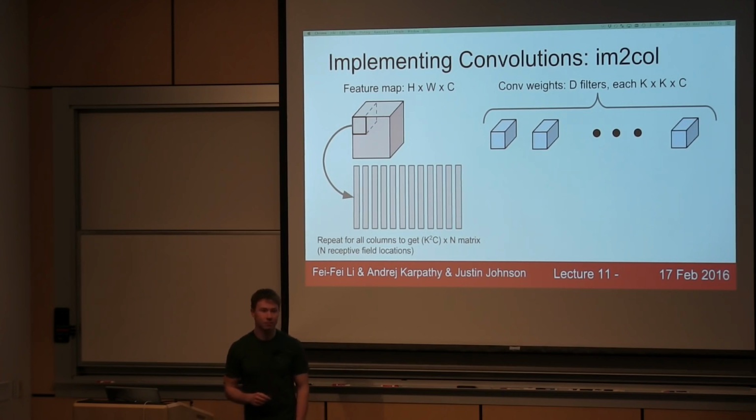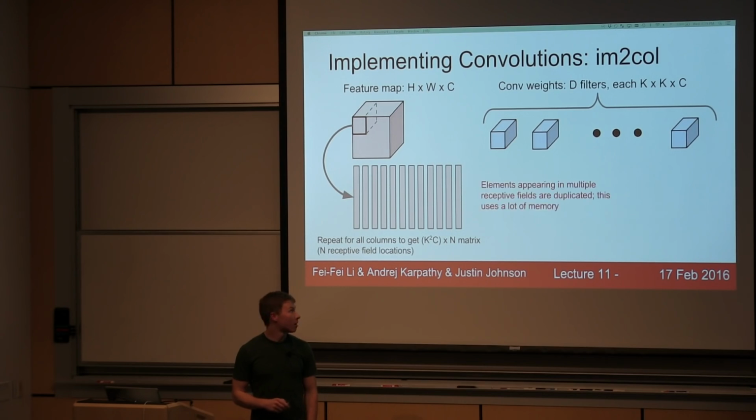Yeah? You might have a lot more columns than you had. Yeah, that's true. So this tends to use a lot of memory, right? Any element in this input volume, if it appears in multiple receptive fields, is going to be duplicated in multiple of these columns. And this is going to get worse the more overlap there is between your receptive fields. But it turns out that in practice, that's actually not too big of a deal, and it works fine.